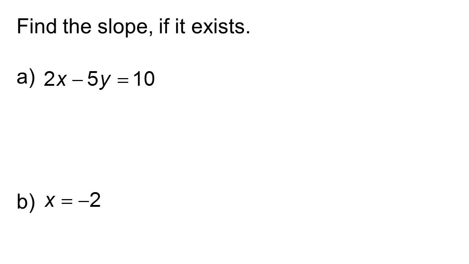Find the slope if it exists. Part A, we have 2x minus 5y equals 10. Let's start by solving this equation for y. So subtracting 2x from both sides of the equation gives us negative 5y equals negative 2x plus 10.